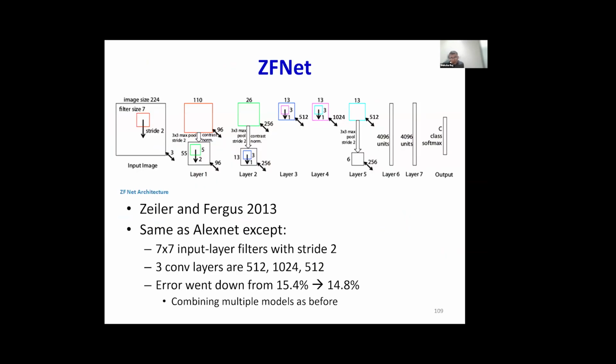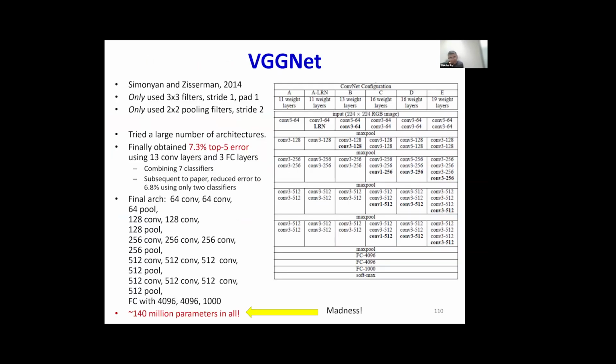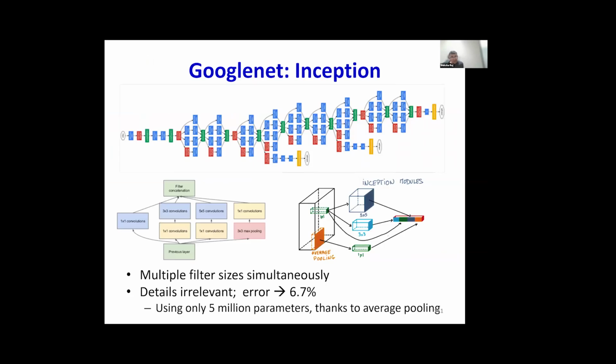And shortly thereafter, Zeiler and Fergus updated the model and reduced the error to 14.8%. This was 2013. Then VGGNet came about. These were huge networks with 140 million parameters. They ran a ton of experiments and brought the error down to 7.3%. Then Google doesn't want to be beat. They came up with Inception, which brought that down to 6.7%.